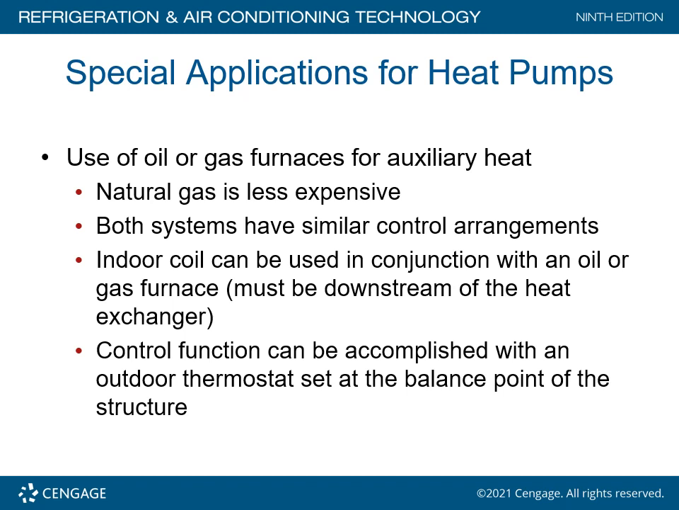Special applications for heat pumps: the use of oil or gas furnaces for auxiliary heat. This is sometimes done. Natural gas obviously is less expensive. Both systems have similar control arrangements. The indoor coil can be used in conjunction with an oil or gas furnace, but it must be downstream of the heat exchanger. The control function can be accomplished with an outdoor thermostat set at the balance point of the structure. Once again, you have to know at what point, when the outdoor temperature drops, the heat pump will no longer be able to supply enough heat to the inside of the structure, and it has to be supplemented with auxiliary or another heat source in order to maintain the correct temperature inside.